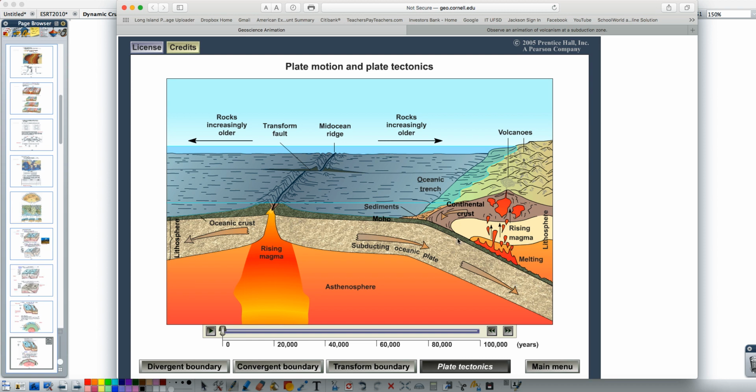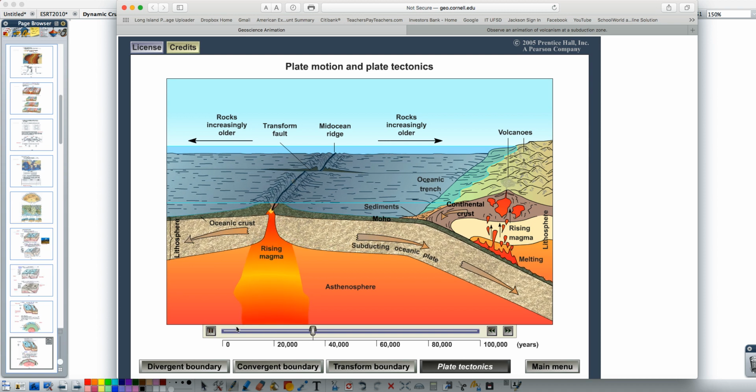All right, and now notice that the melting subducting plate melts the rock above it even, and it produces a volcanic mountain range right here. Okay, and notice this is a little hint here. As we get farther and farther away from the ridge, the rocks get increasingly older. That's review. And let me start the animation going for you.